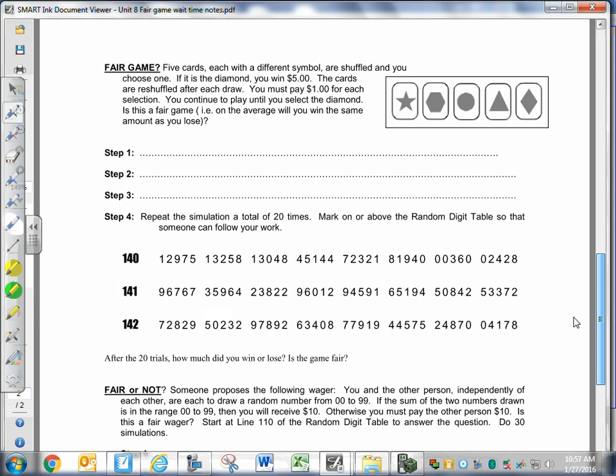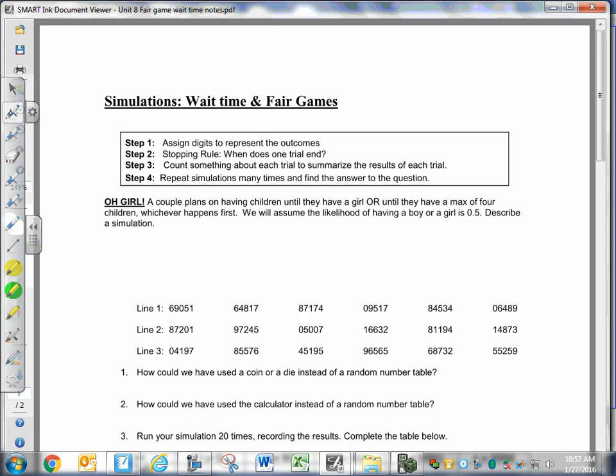So first one is an example of how we have to stop certain simulations at different times and how that could change certain probabilities. We have a couple that plans on having children until they have a girl or until they have a max of 4 children, whichever happens first. We will assume the likelihood of having a boy or a girl is 0.5. Describe a simulation. Well, the key is the stop. We have to either have a girl or until we have a max of 4 children.